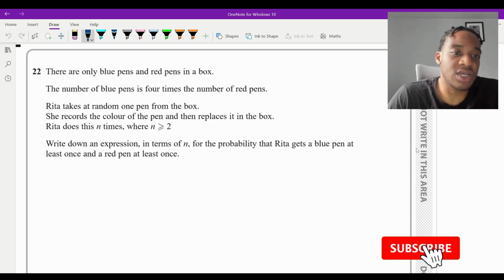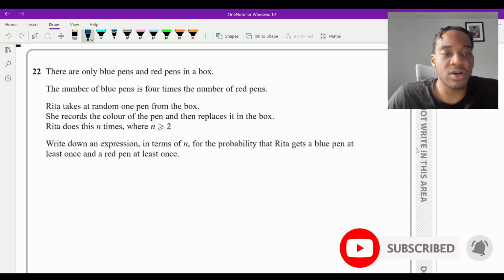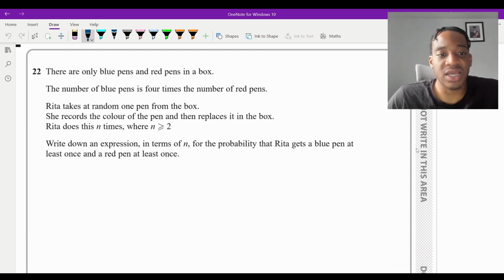Okay, so question 22 says, there are only blue pens and red pens in the box. The number of blue pens is 4 times the number of red pens. It says, Rita takes at random 1 pen from the box. She records the color of the pen and then replaces it in the box. Rita does this n times, where n is greater than or equal to 2. And we need to write down an expression in terms of n for the probability that Rita gets a blue pen at least once and the red pen at least once. This is only 2 marks, right?